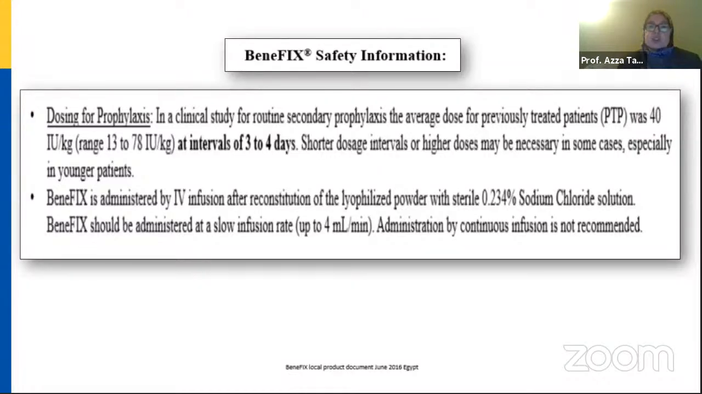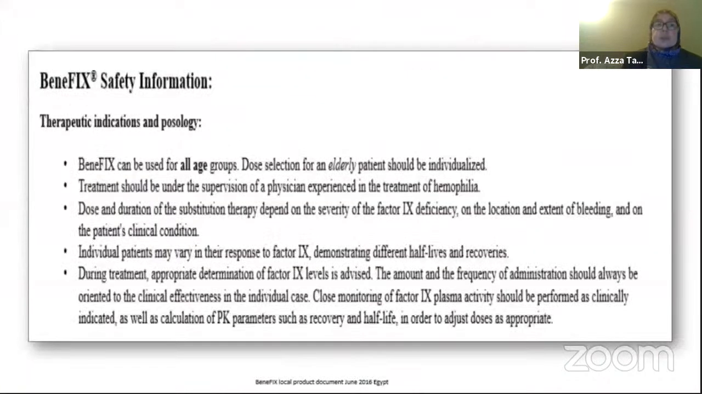It is given intravenous, reconstituted in sterile 0.234 sodium chloride. By slow infusion rate, it's important, and given by continuous infusion is not recommended for this product. The producers don't recommend. Given slowly, please. Why? Because you are afraid of the allergic reactions.